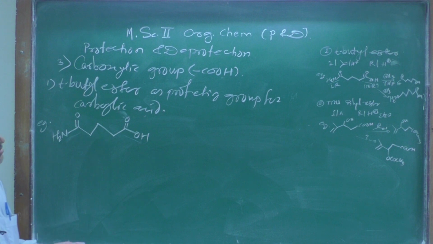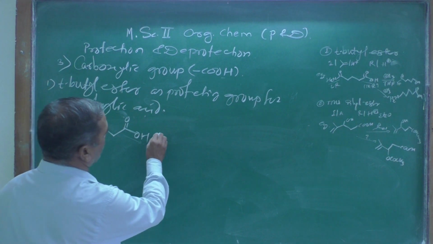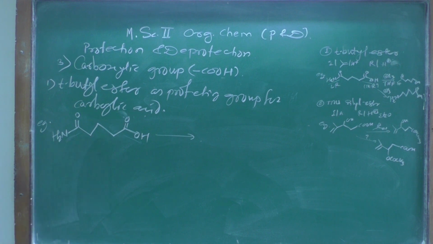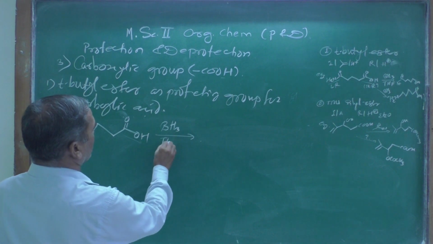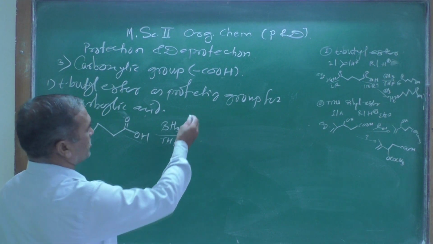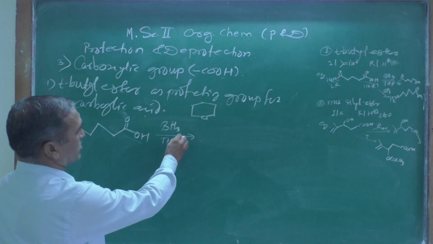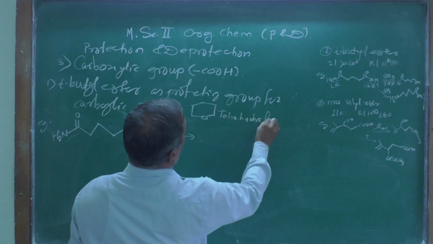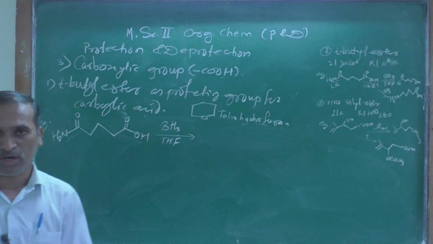Now if you want to reduce this group by using borane, that is boron trifluoride in presence of THF, tetrahydrofuran, you might be knowing it as tetrahydrofuran. The structure of tetrahydrofuran is this one. This is the structure of tetrahydrofuran. It is used as a solvent in many organic reactions.